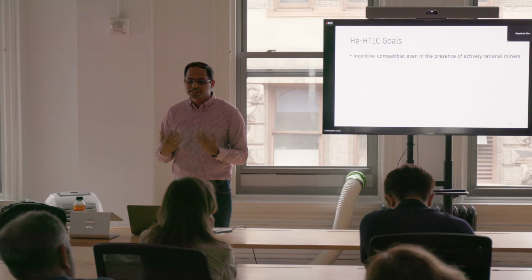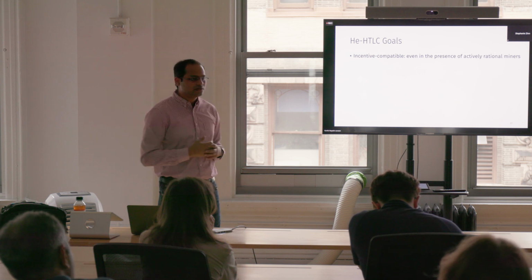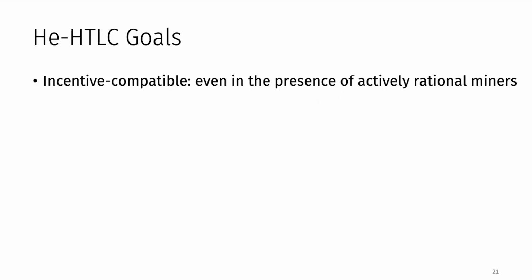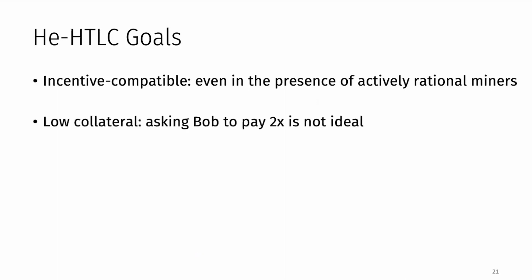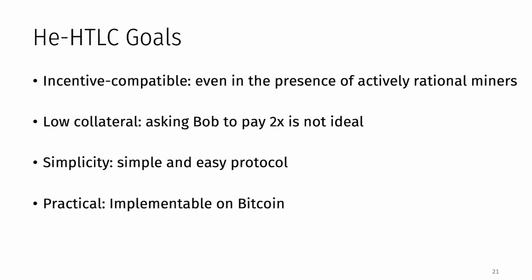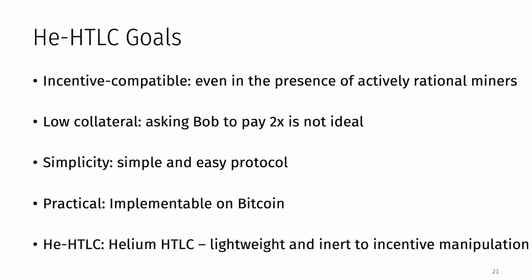Let's talk about how we would mitigate these attacks. In general, if I were to design a scheme, what do I need? First and foremost, the most important quality I need is incentive compatibility. You want something that is secure even in the presence of actively rational miners. Second, if there is a collateral, you would want this collateral to be as low as possible. You would want simplicity as well as practicality. You can implement any contract on Ethereum, but you would ideally want it to be implementable on Bitcoin as well. And that is exactly what we achieve. We call it helium HTLC because it's lightweight and inert to incentive manipulation.